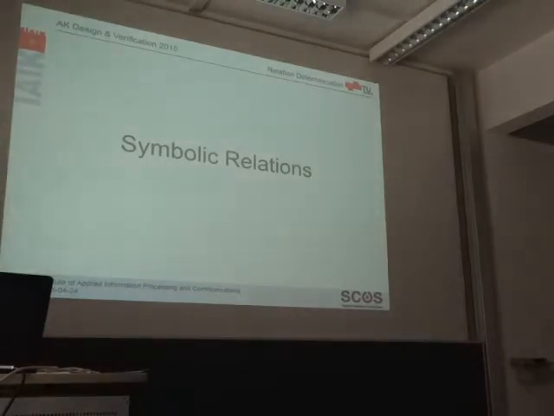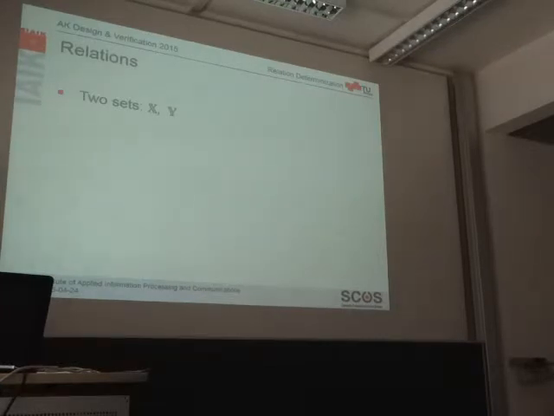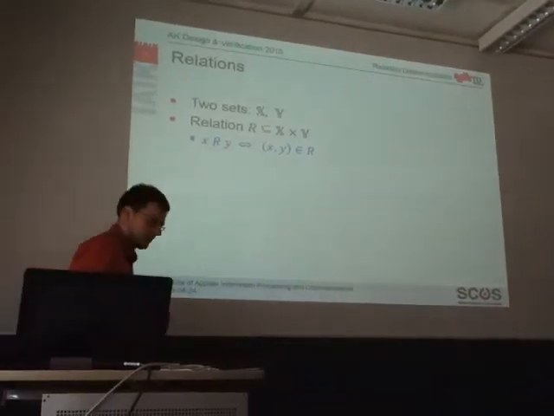So let's briefly talk about relations, and in particular symbolically represented relations. By definition, when we talk about relations, we basically talk about two sets, x and y, which could in principle be equal, but they don't necessarily have to. And a relation is then a subset of the cross product of these two sets. Basically meaning that some element of the first set is in relation with some element of the second set if this pair x and y is an element of this subset of the cross product.